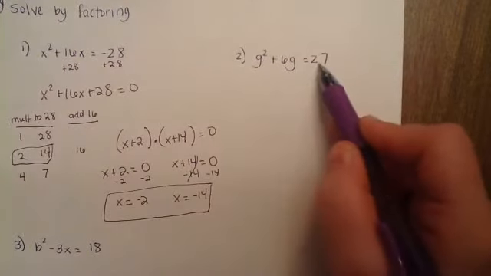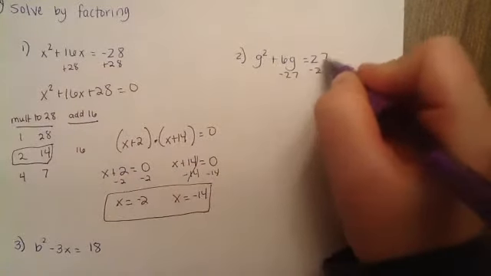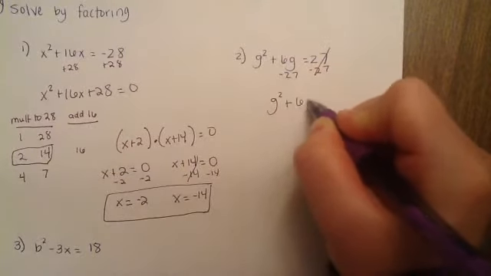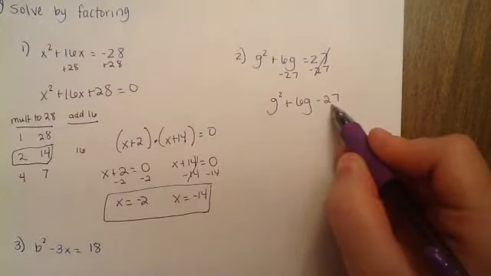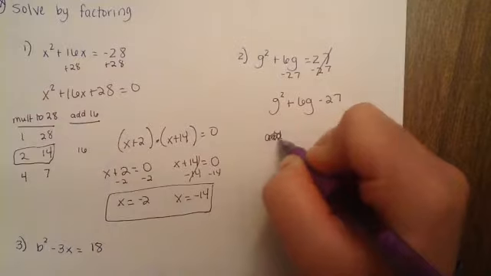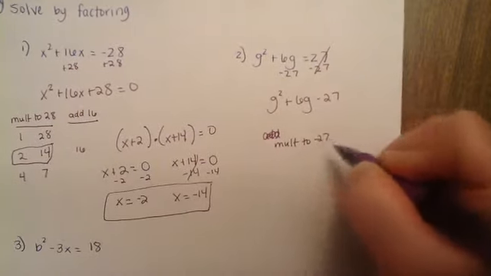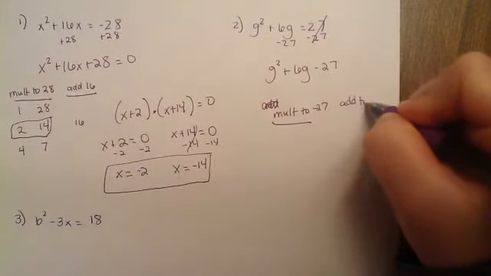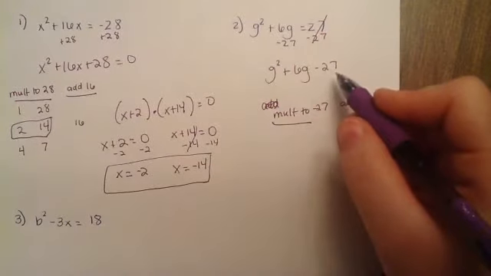Can I have this equal to 27? No, so subtract 27 on both sides. We get g squared plus 6g minus 27. When you made your list, we want things that add or multiply to negative 27, that add to 6 in the middle. So things that multiply to get negative 27.